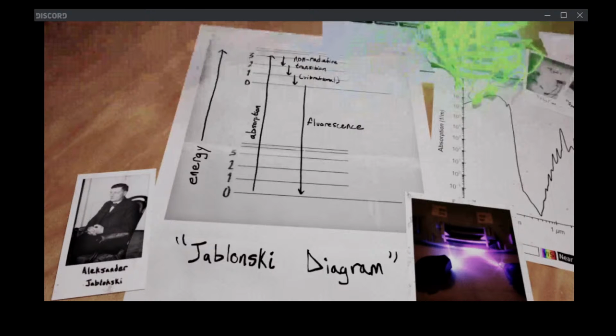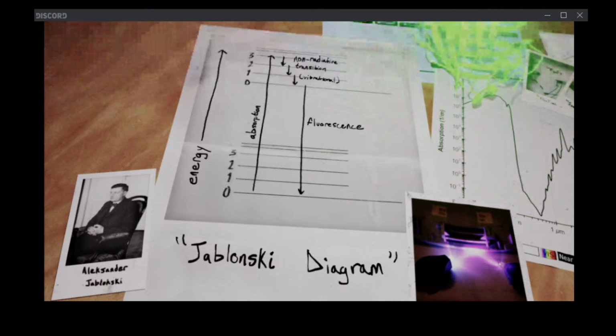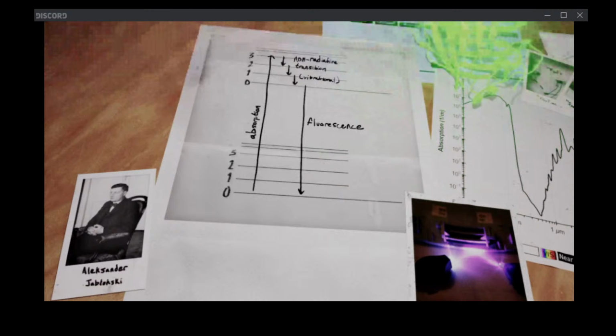Quick reminder, this entire process is just one of many ways an excited electron can transfer energy to go back to the most thermodynamically stable state. We still have phosphorescence, pair formation, and other types of scattering that won't be covered in this video.